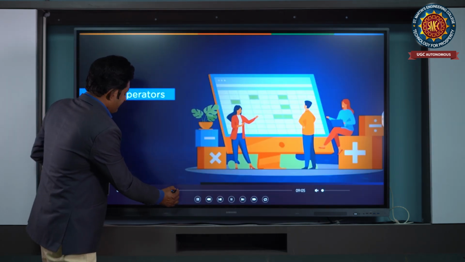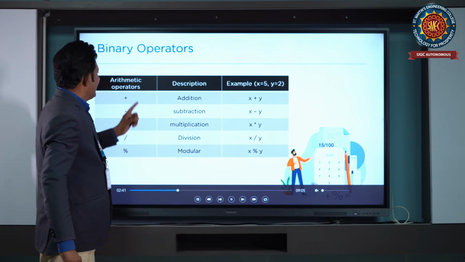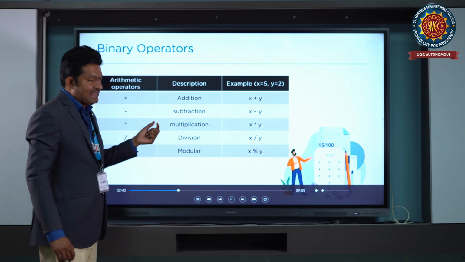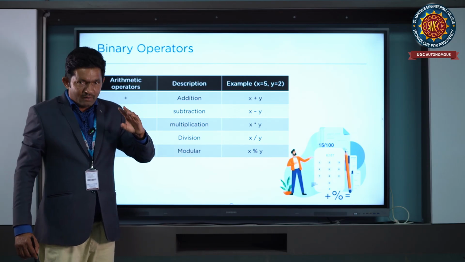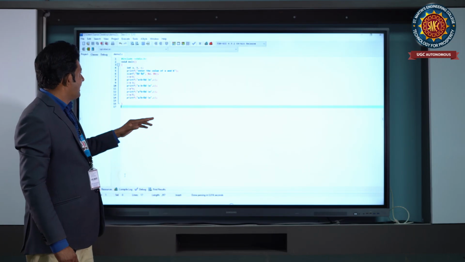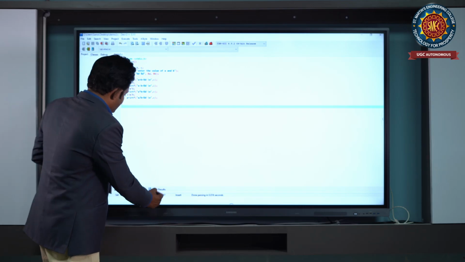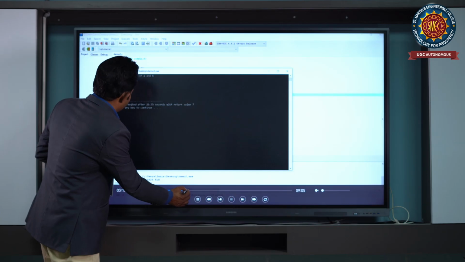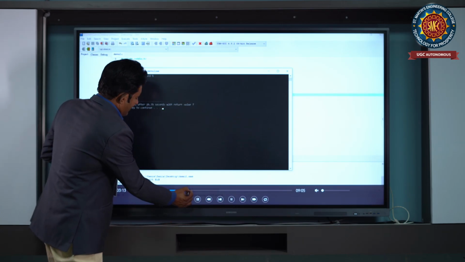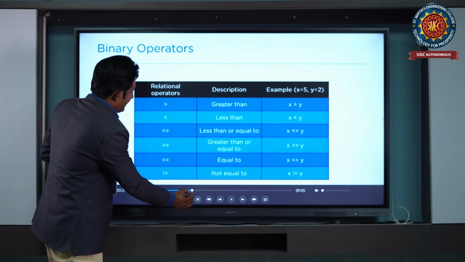And the next one is binary operators. Binary operators include arithmetic operators: addition, subtraction, multiplication, division, and modular division. These are the arithmetic operators. It is a demonstration of the arithmetic operators using the C language, and this is the animated result.